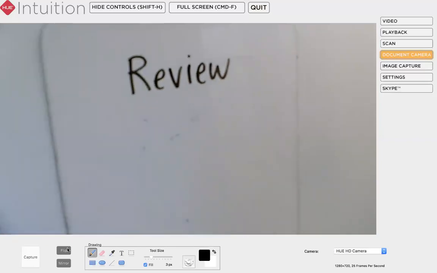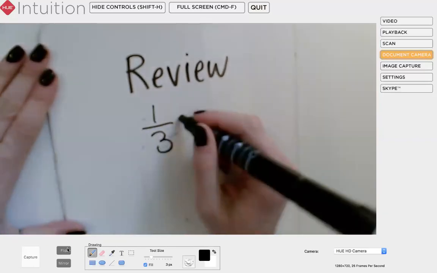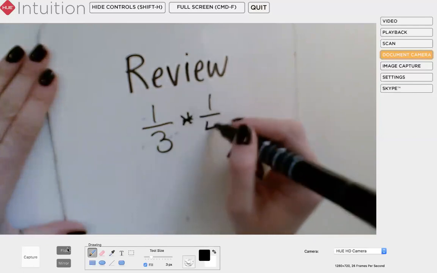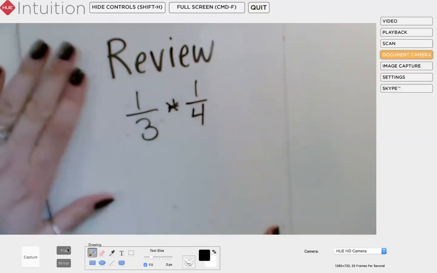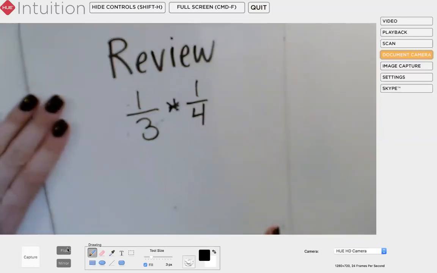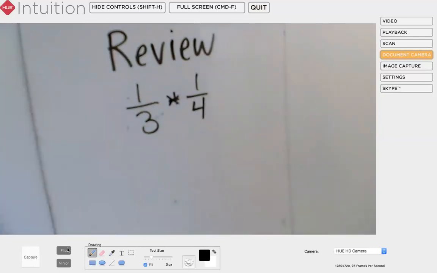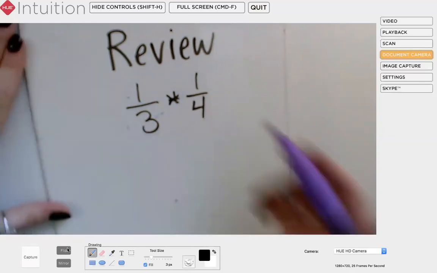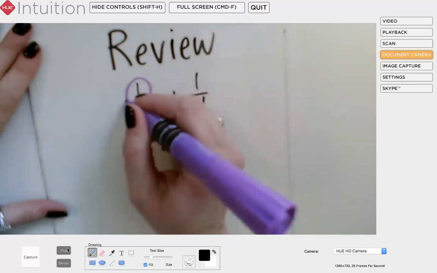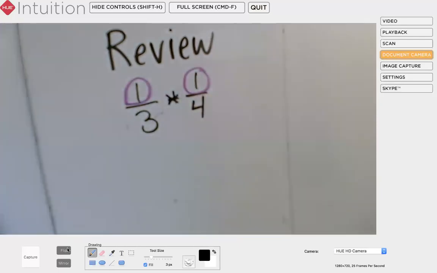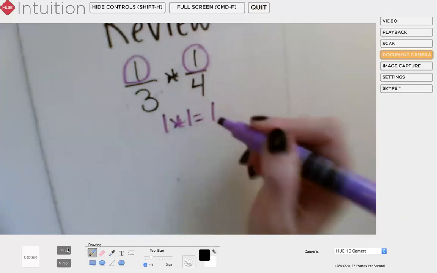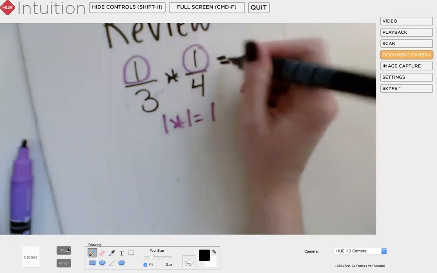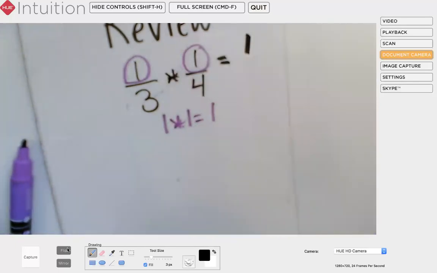Let's review if I have a fraction times another fraction. So here I have 1/3 times 1/4. Let's think about how we can multiply these two together. Now when we have two fractions, like 1/3 times 1/4, I first am going to multiply my numerators. So I will show you down here, I will do 1 times 1. That gives me 1.